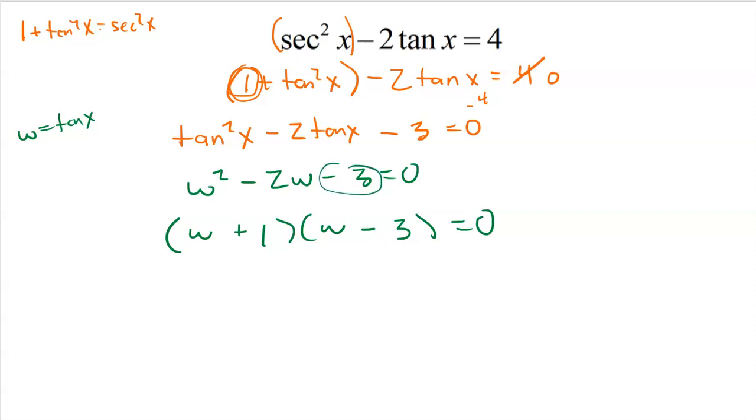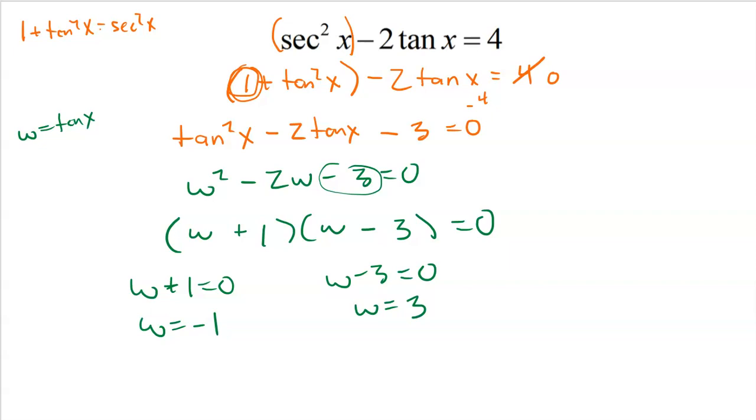On the outside, I get a -3w. On the inside, I get a positive 1w. Sorry, I said m earlier, w. That generates the -2w in the middle. So w plus 1 equals 0. W minus 3 equals 0. So w equals -1 or w equals +3.